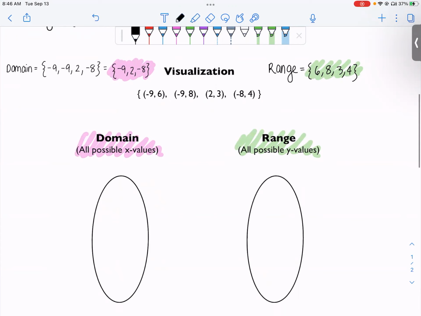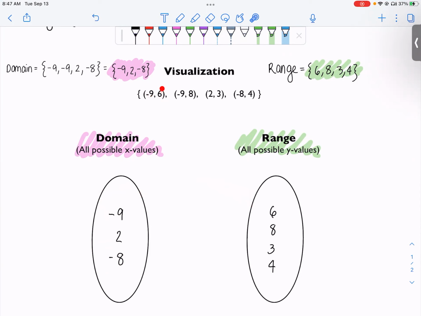Okay. So the values in my domain, I have -9, 2, and -8. These are the different x values. And then in the range, I have 6, 8, 3, and 4. The values in the domain, these are all the possible x values. They get mapped, they get sent to a y value in the range.